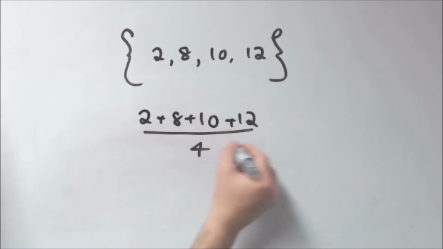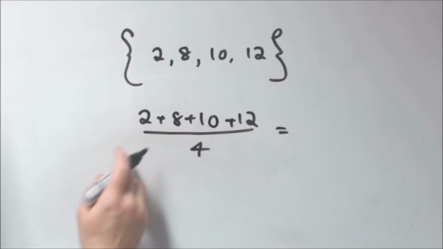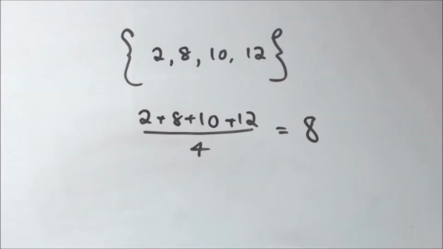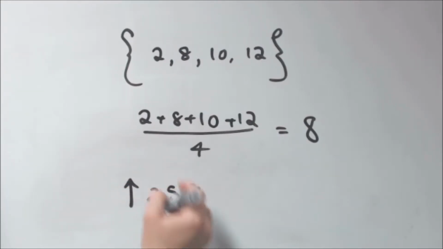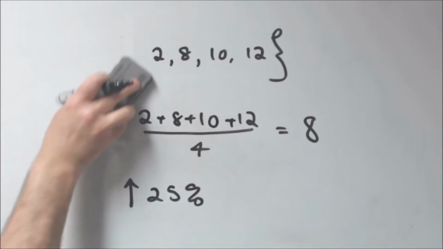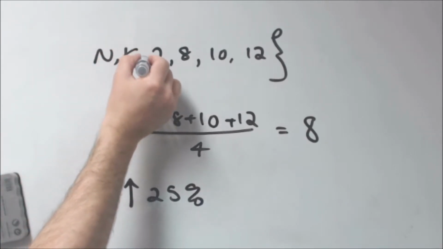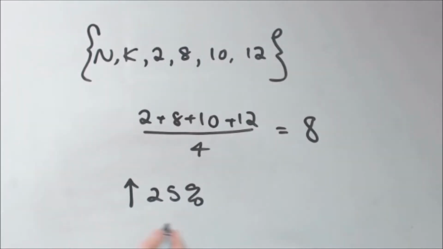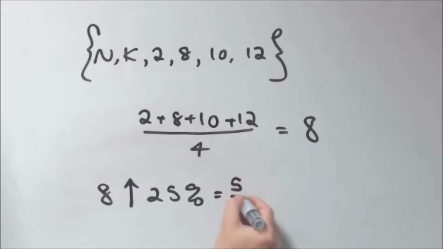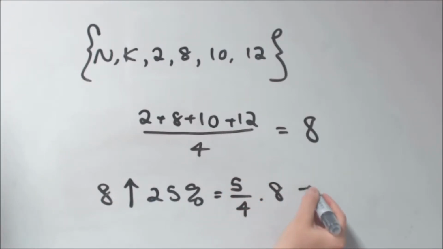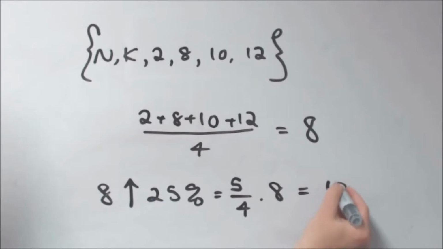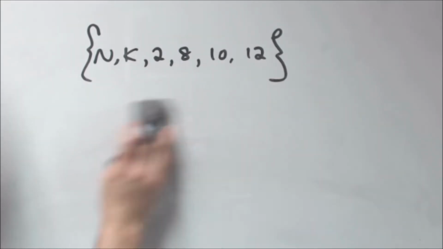Okay, as you can see, all I'm doing here is calculating the mean of this set, which turns out to be 8. 32 divided by 4 is 8. We're then told that the mean increases by 25%. I'm a fraction person, the reason being there's no calculator on the GMAT, and therefore it makes more sense, generally speaking, to go for fractions instead of decimals. An increase of 25% is a fractional multiple of 5 over 4. So 5 over 4 times 8, which is 10, gives us the new average, or mean if you like, when we've added n and k to this set, so nothing too complicated.